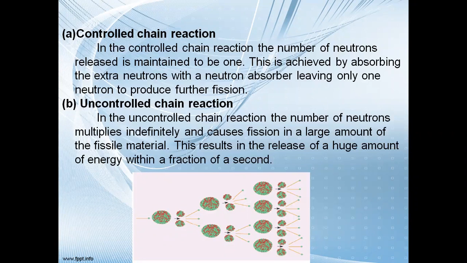The next type is the uncontrolled chain reaction. In the uncontrolled chain reaction, the number of neutrons is multiplied indefinitely and causes fission in a large amount of the fissile material. This results in the release of a huge amount of energy within a fraction of a second. During the process of fission, a number of neutrons are released.